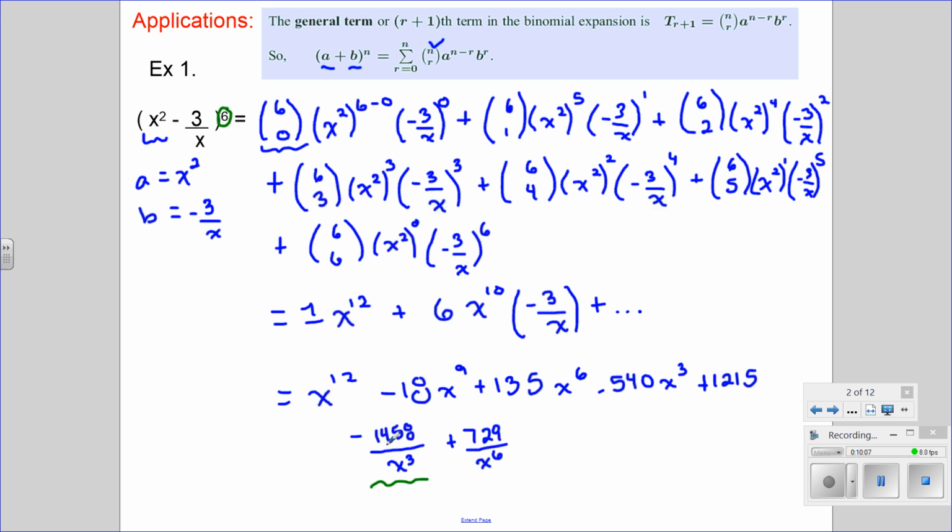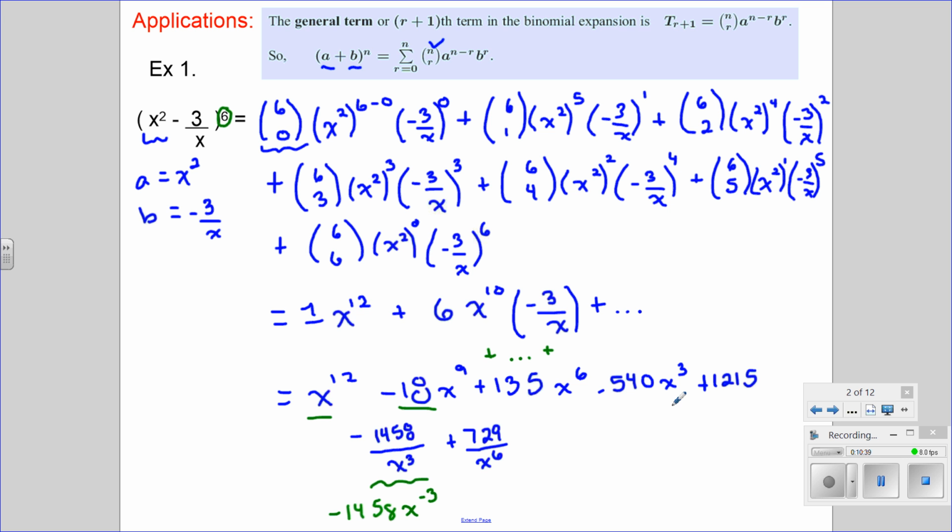So this is x cubed. This is the same, obviously, as negative 1,458 x raised to the negative 3. However, we want to write with positive indices as much as we can. And then, other questions that might come up, they might say to write the first two terms and the last two terms. So then we could just put plus dot, dot, dot, plus, and then skip to the last two terms. We might be asked to find the constant term.